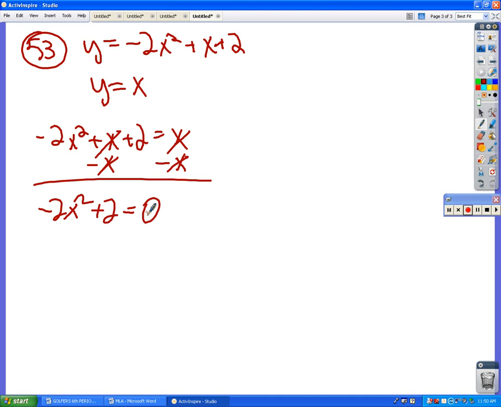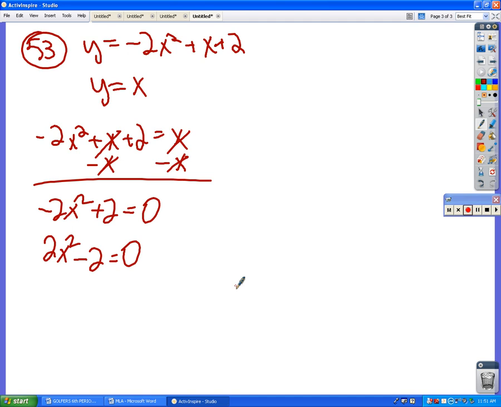All right. Now this one's a little bit different than the other ones that we've done. What's different about it, class? There's a negative 2 in front of the x squared. Do we usually like to have a negative number in front? No. So what am I going to do? Okay, so I can multiply everything by negative 1 to switch the signs around. So instead of negative 2x squared, it's going to be positive 2x squared. Instead of positive 2, it's going to be negative 2 equals 0. Okay?